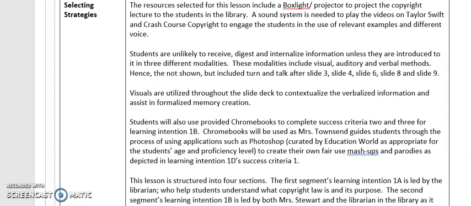Selecting strategies, S. The resources selected for this lesson include a box light projector to project the copyright lecture to the students in the library. A sound system is needed to play the videos on Taylor Swift and Crash Course Copyright to engage the students in the use of relevant examples and different voices.